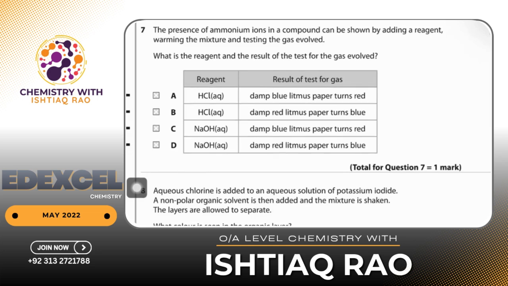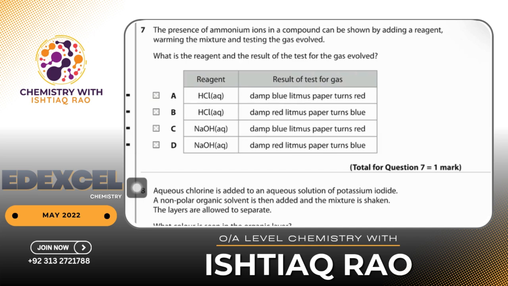So question 7: the presence of ammonium ion in a compound can be shown by adding a reagent, warming the mixture, and testing the gas evolved. What is the reagent and the result of the test of the gas evolved?